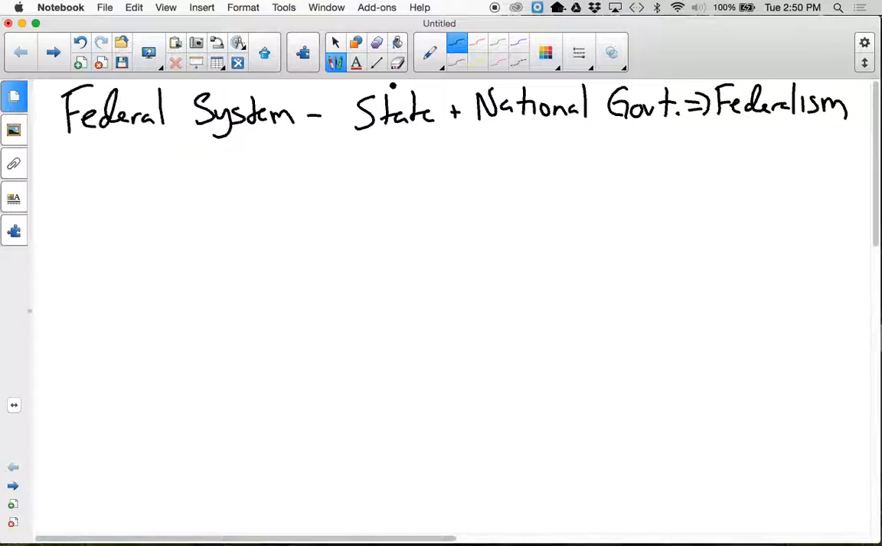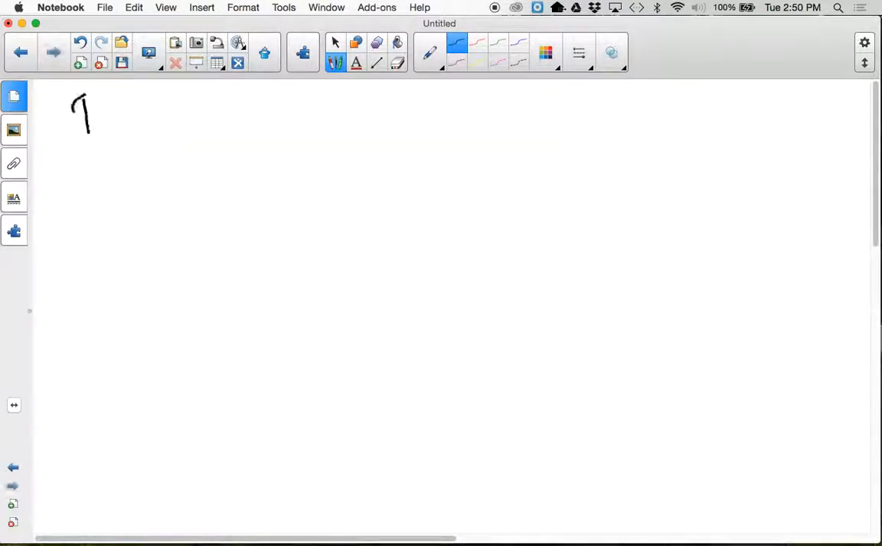When we get to the Constitution itself, it begins with the preamble. We, the people of the United States, in order to form a more perfect union, establish justice, ensure domestic tranquility, provide for the common defense, promote the general welfare, and secure the blessings of liberty to ourselves and our posterity, do ordain and establish the Constitution of the United States.